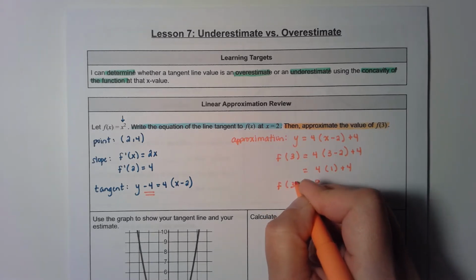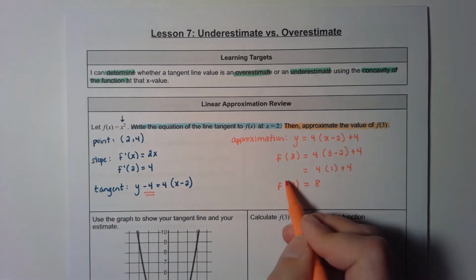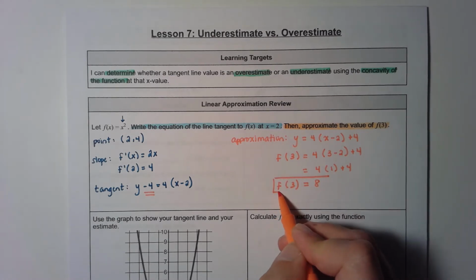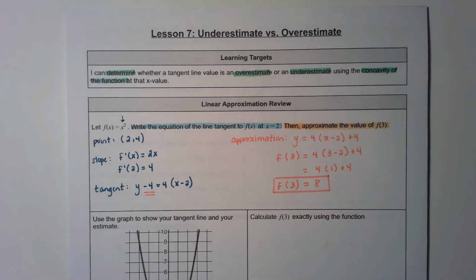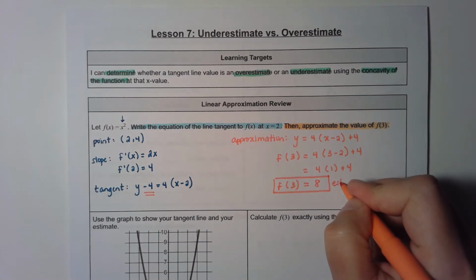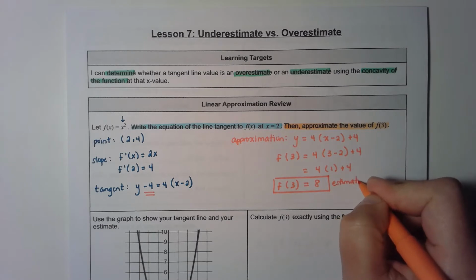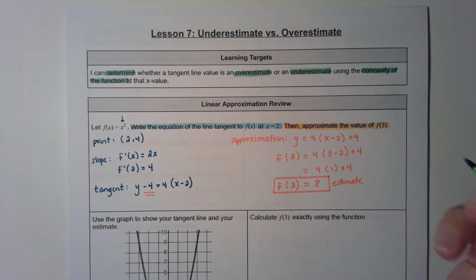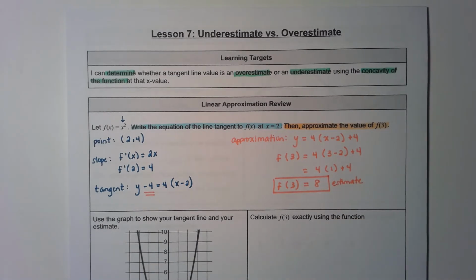Now, you'll notice that I chose the number 3 here for our estimation. That's a little bit farther away from 2 than we would normally go. We would usually do like 2.1 or 2.2. The reason I chose the number 3 is that I know it's going to be very easy for us to find that exact value. As a reminder, this is an estimate. However, we know the exact value of f of 3.